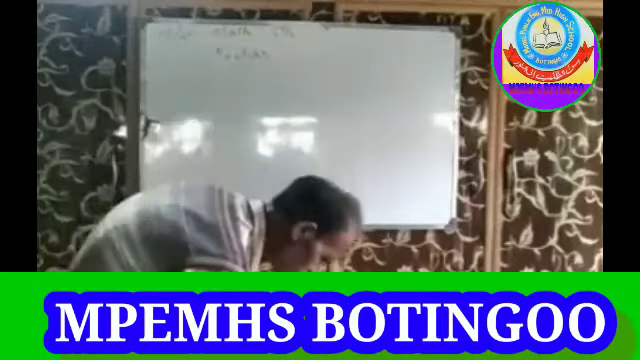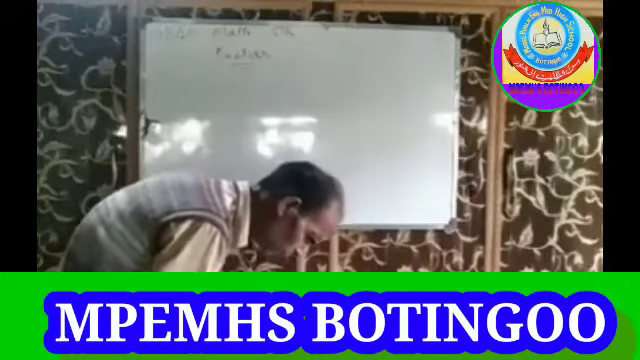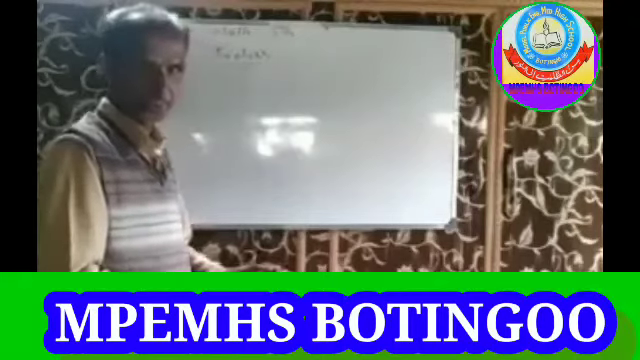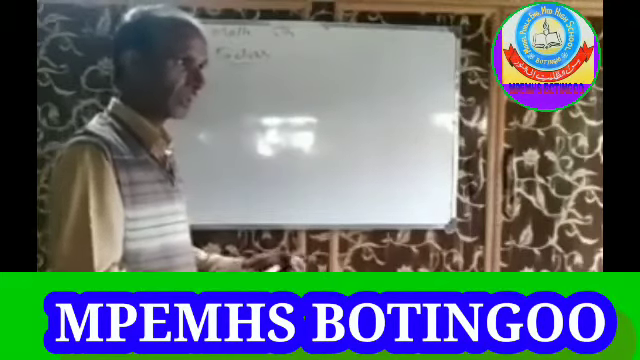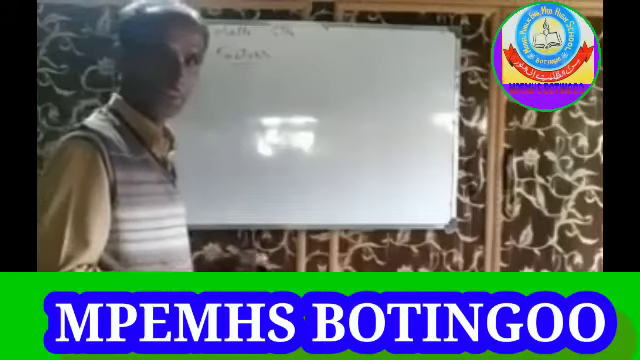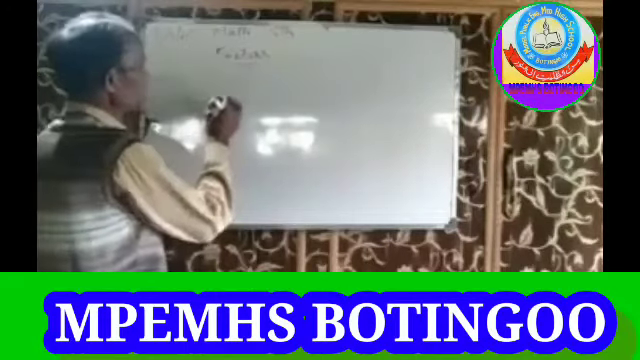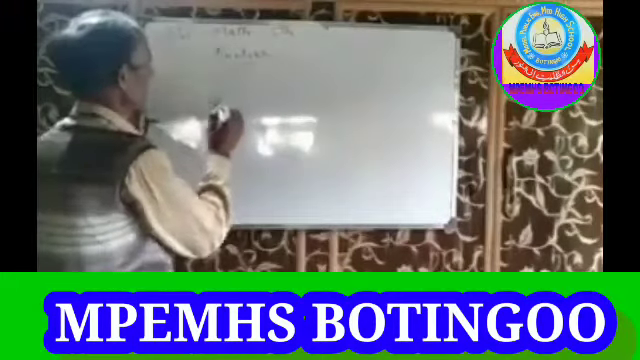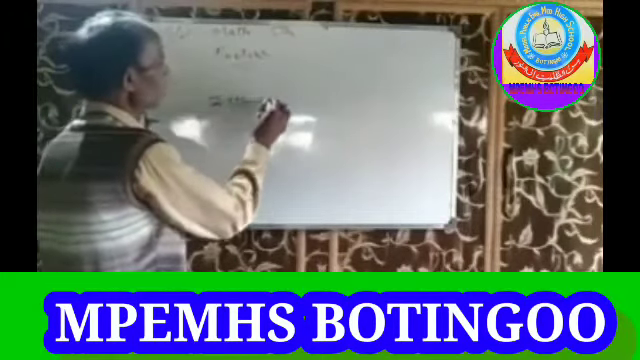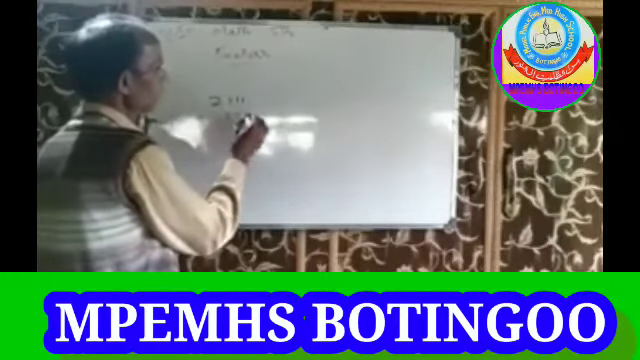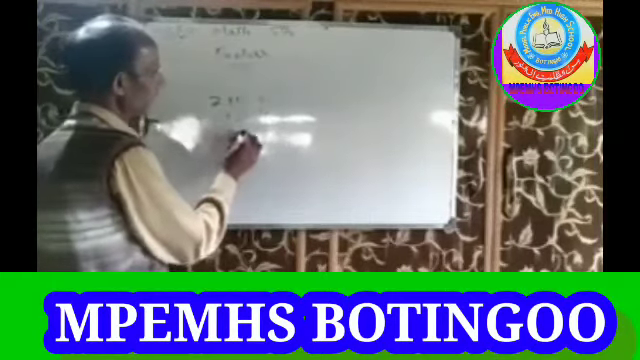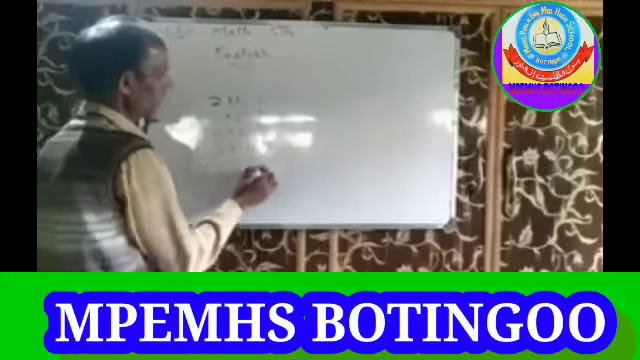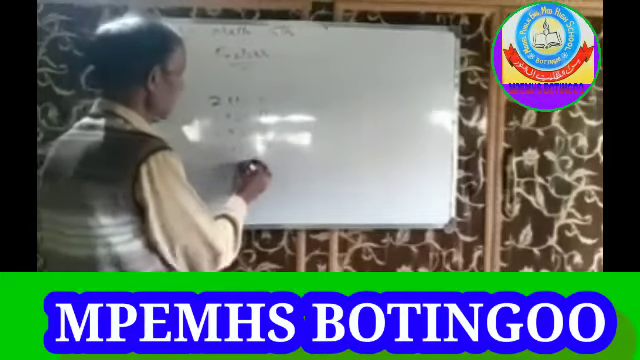The exercise begins with: use the multiplication to find the factors of the following. First of all, we take the multiples of 2. 2 multiplied by 1 is equal to 2. 2 multiplied by 2 is equal to 4. 2 multiplied by 3 is equal to 6. 2 multiplied by 4 is equal to 8. 2 multiplied by 5 is equal to 10.